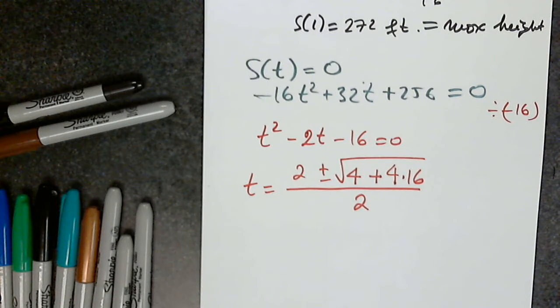So parentheses around the numerator. So 2 plus the square root in parentheses 4 plus 64. Close parenthesis and divide by 2. The other one with minus. Unacceptable, because we are talking about time. So the only solution is 5.12.